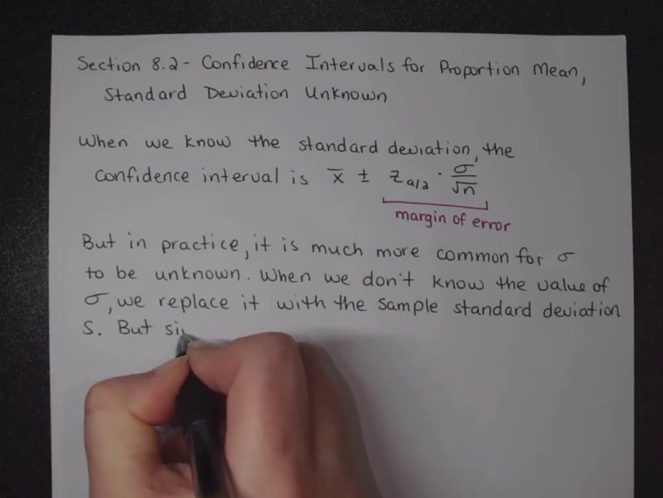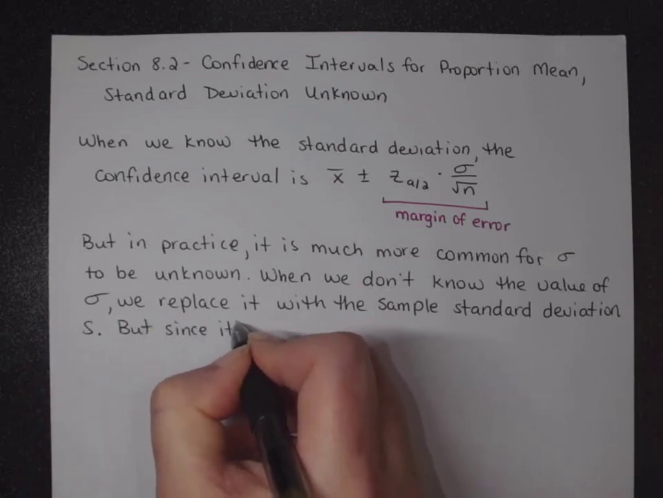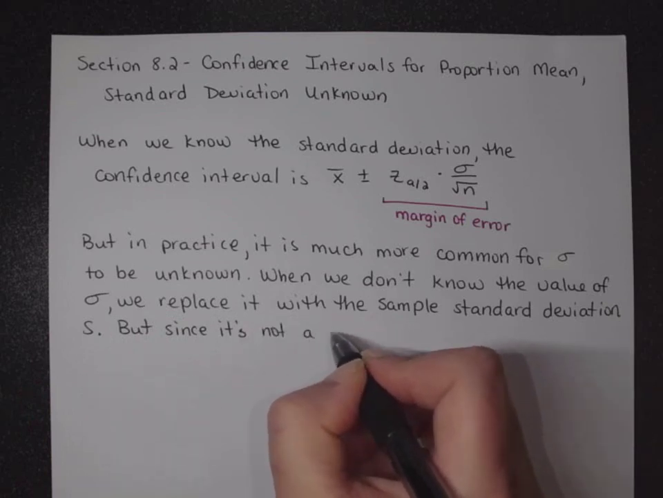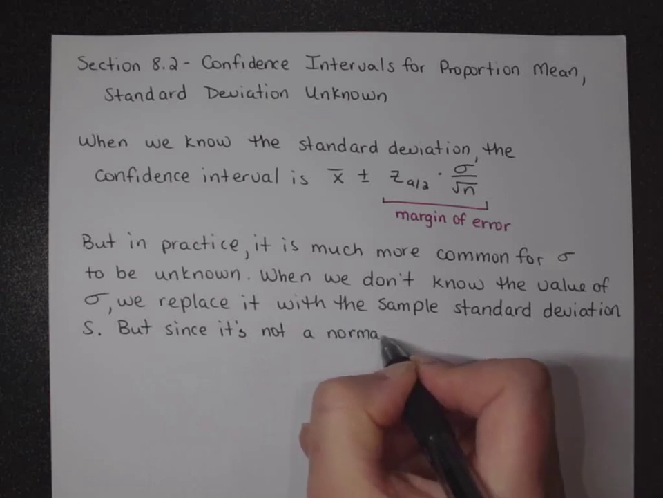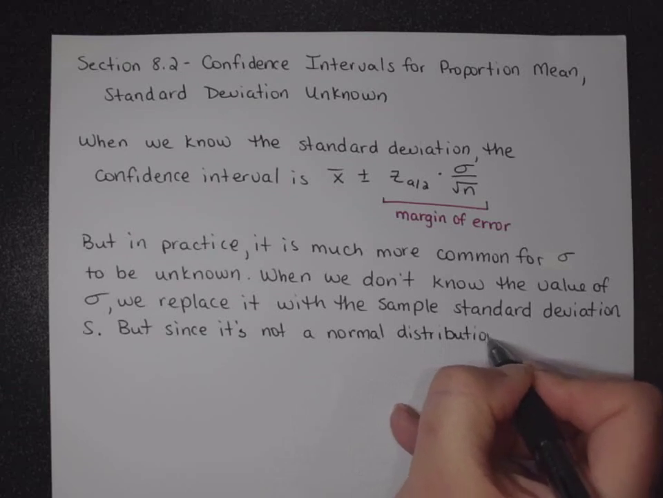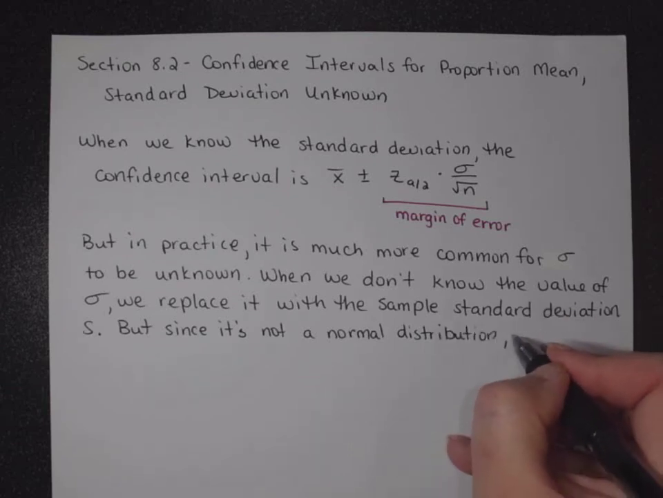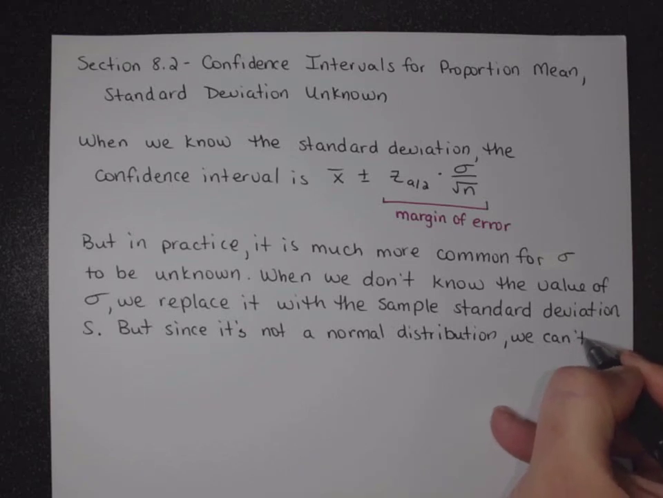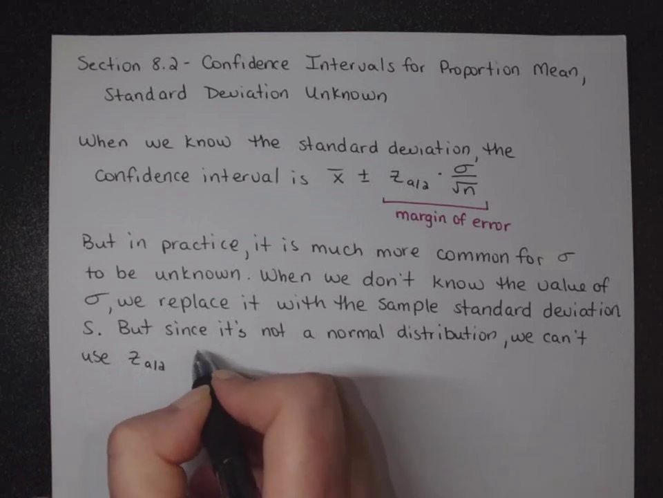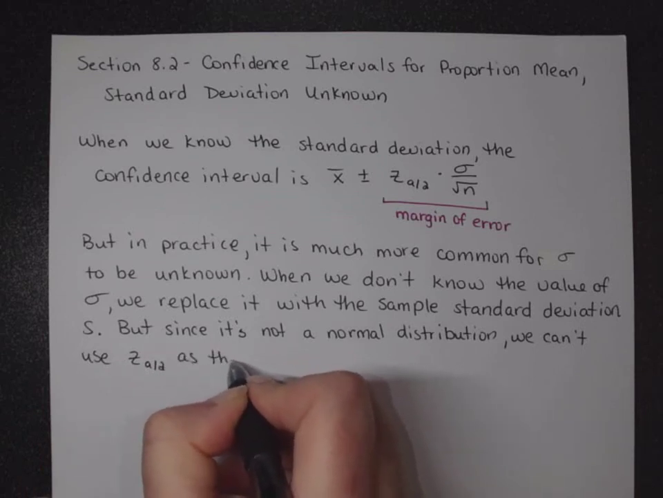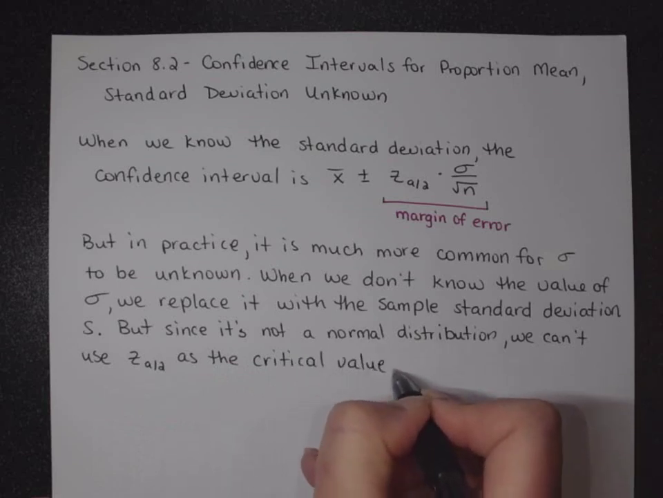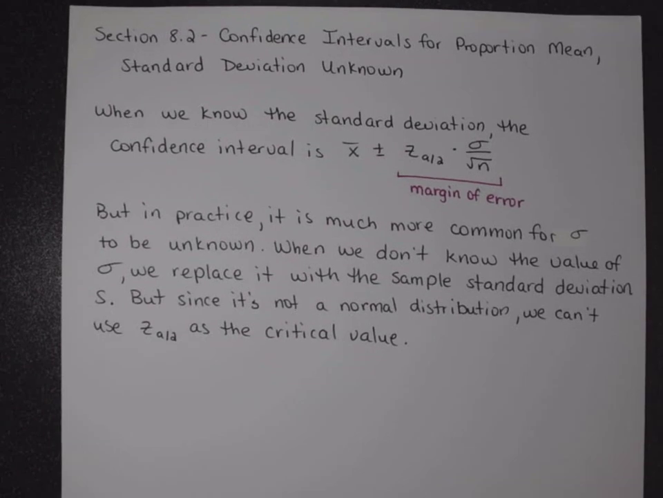And also when we do that, it's not going to exactly be a normal distribution. In other words, we cannot use our table 8.2 like we have been. Since it's not a normal distribution, we can't use that z-score because z-scores are only for normal distributions. But we can do a similar process, and we're going to talk about what that is in just a minute.